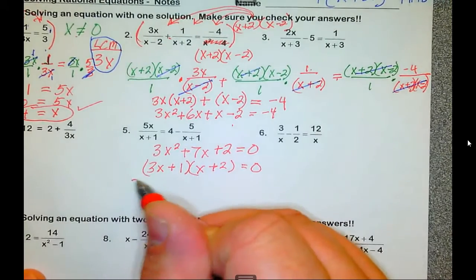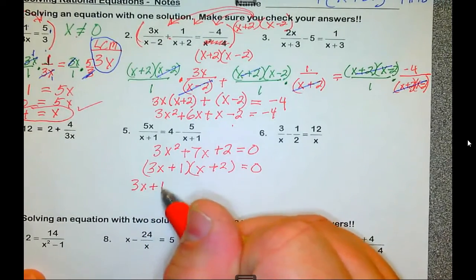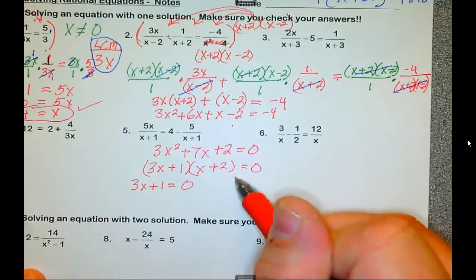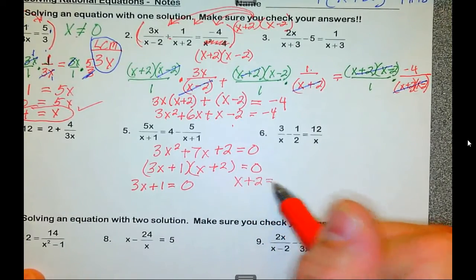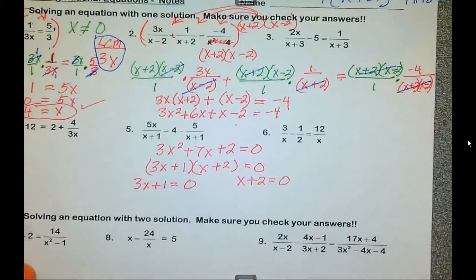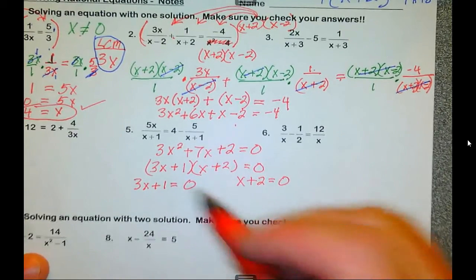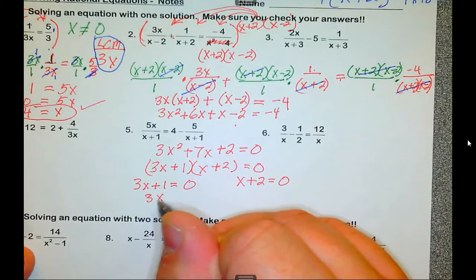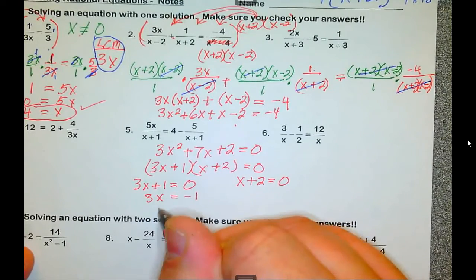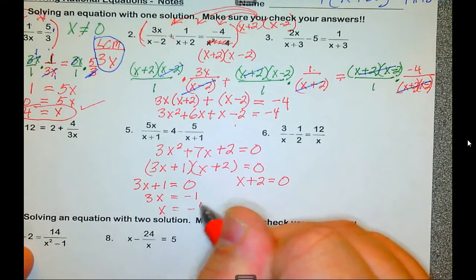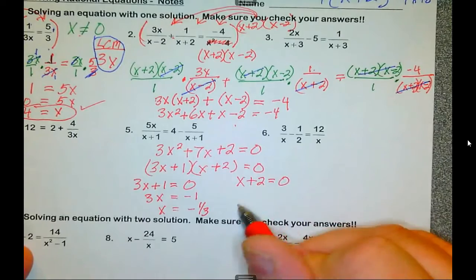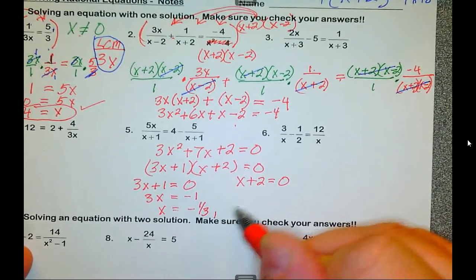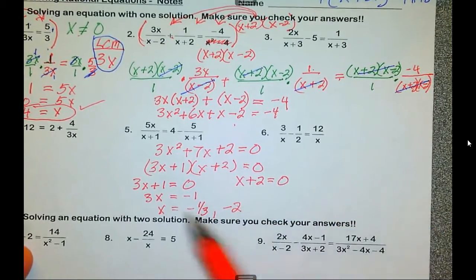Now I have to set each one of these equal to 0. Yeah, you have to do all this. This is really where stuff gets fun. So I have 3x equals negative 1, so x equals negative 1/3, or x equals negative 2.